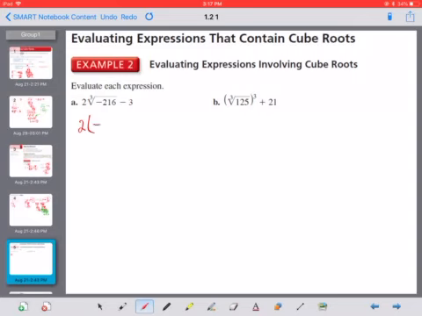So we've got 2 times something, and it's going to be negative, minus 3. I have to do the cube root of 216, and I don't have my calculator. Let's see, 6, 7, 8, 9. 3 goes into it 72 times.